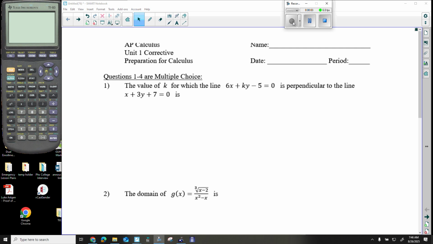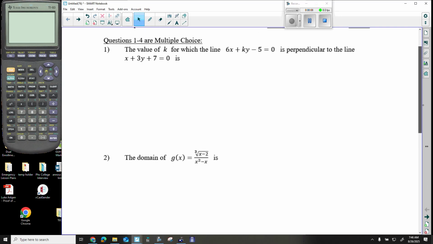This is the Unit 1 corrective. So let's go ahead and take a look at what we need to do. We need to find the value of k. So we're talking about that letter right there. Find the value of k that is perpendicular to the line. All right, so what we want to do is find the current slope for both of these, and then we set the slope equal to an opposite reciprocal.